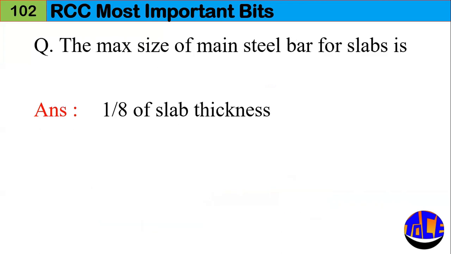Question number 102. The maximum size of main steel bar for slabs is 1/8 of slab thickness. This is how you can decide the size of dia of main steel bar in slabs. 1/8 of slab thickness.